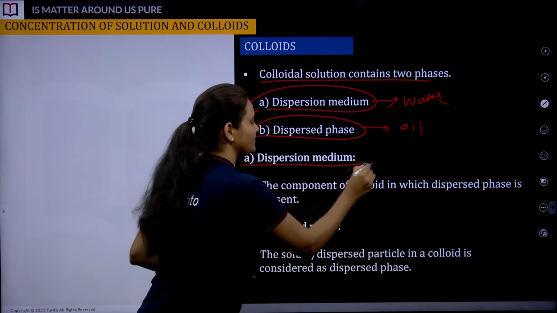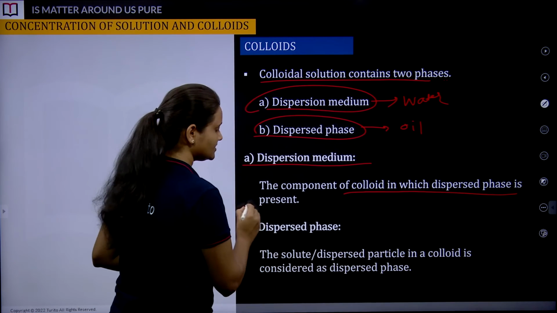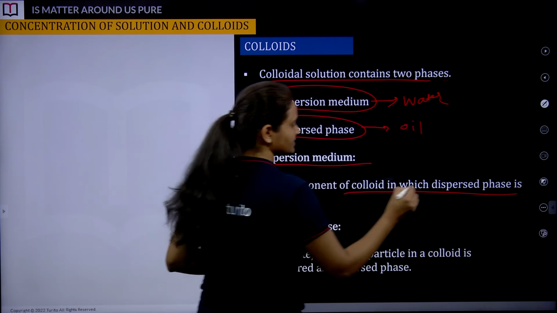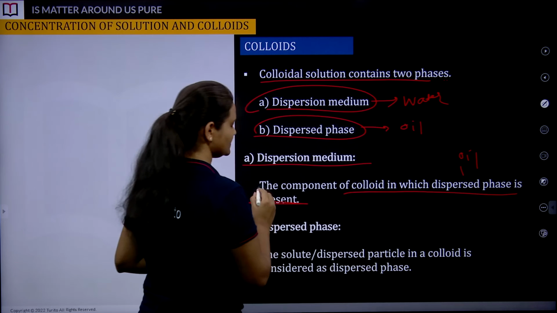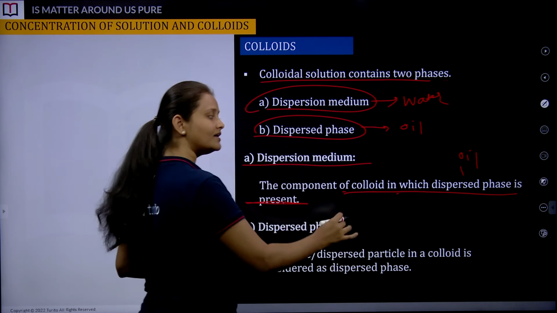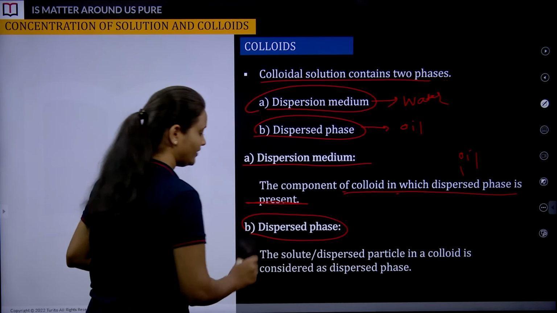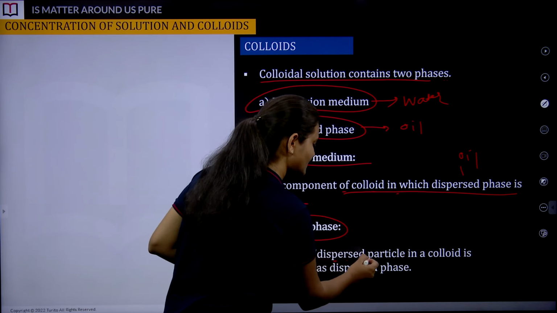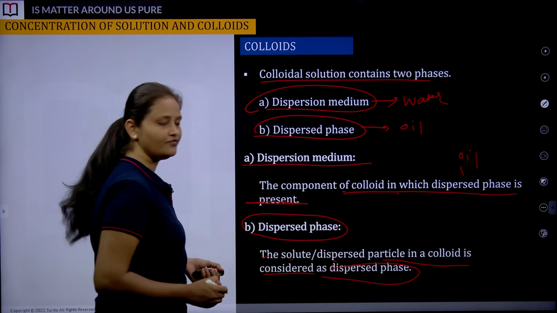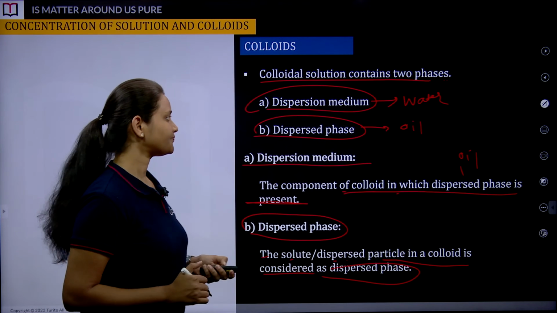So let's talk about the dispersion medium. It is the component of the colloid in which the dispersed phase is present. So it's water in which oil is present. Moving ahead, we have the dispersed phase. The solute or dispersed particle in a colloid is considered the dispersed phase. So oil is the dispersed phase which is dispersed in the dispersion medium.